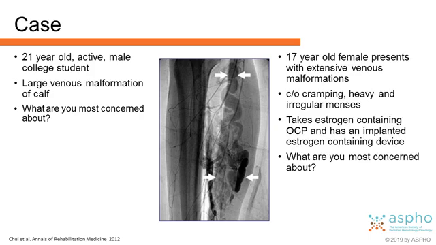Similarly, the patient on the right is a 17-year-old female who presents with an extensive venous malformation. She also complains of cramping, heavy, and irregular menses, and she takes an estrogen-containing OCP and has an implanted estrogen-containing device in her arm. What are you most concerned about for her?